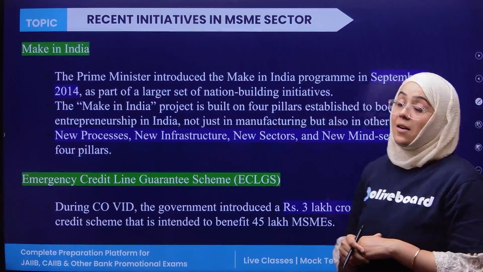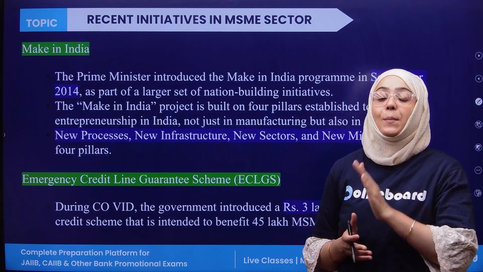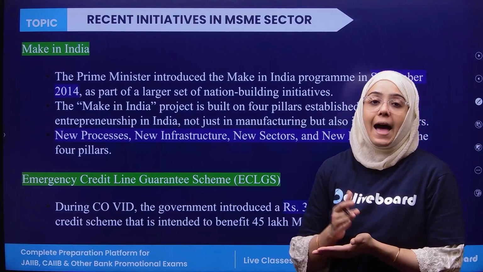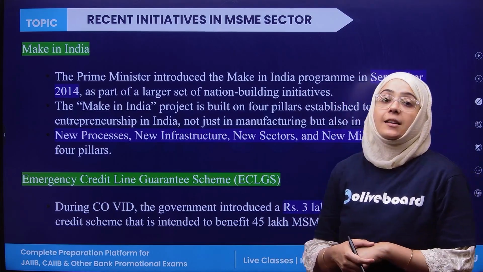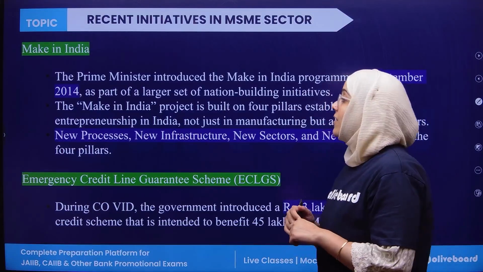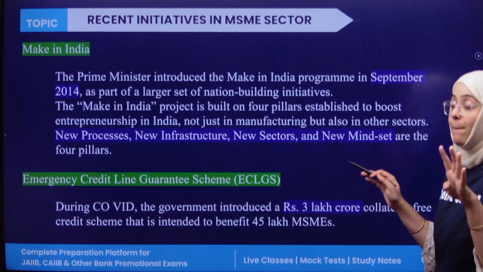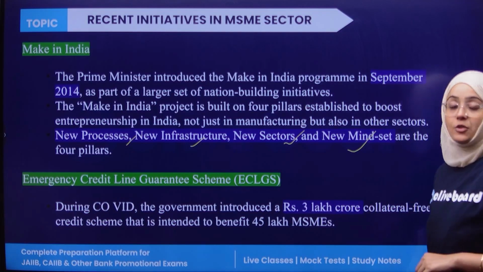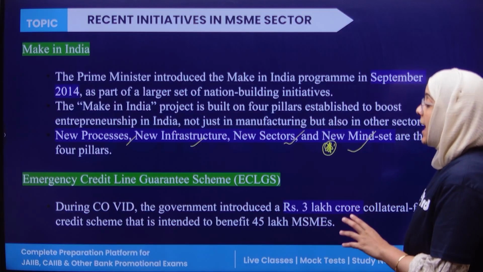Now, next, there are recent initiatives. There are different initiatives which have been started in the micro, small, and medium enterprises sector to enhance the MSME sector. For example, the Make in India concept, which was started so that more and more we have to produce within India, right? The Make in India concept was started by the Prime Minister in 2014. We have four pillars: new process, new infrastructure, new sector, new mindset. Okay, very important.